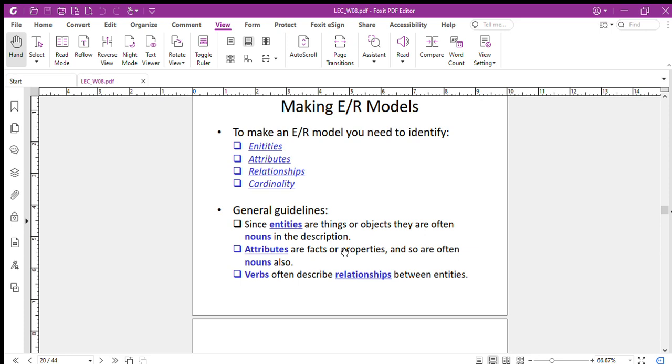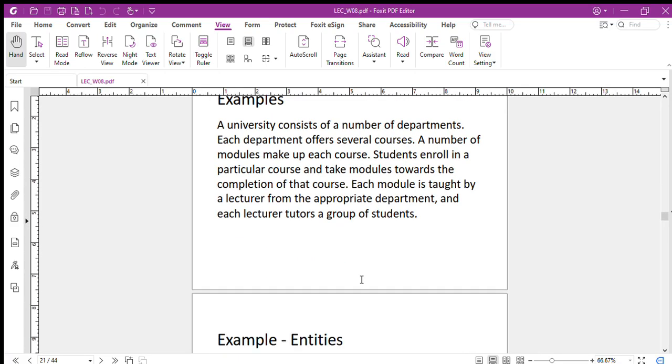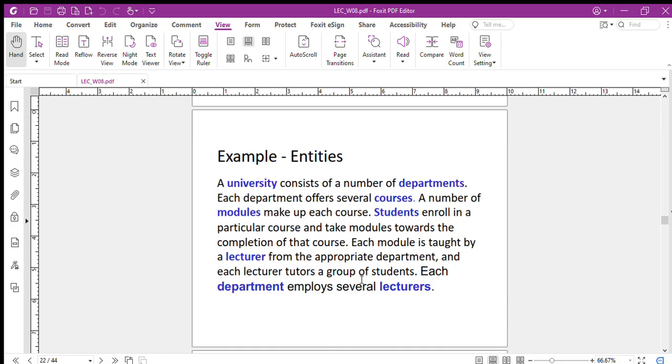To make an ER diagram, you need to identify attributes, entities, relationships amongst them, and the cardinalities. Entities are things or objects. They are often nouns in the description. Likewise, attributes are also nouns, whereas verbs are defined as the relationships between the entities. For example, if you study this example, it consists of a university consisting of a number of departments. So we're going to just mark the nouns that exist in this. Courses, students, module, lecturer, departments, these are all nouns.